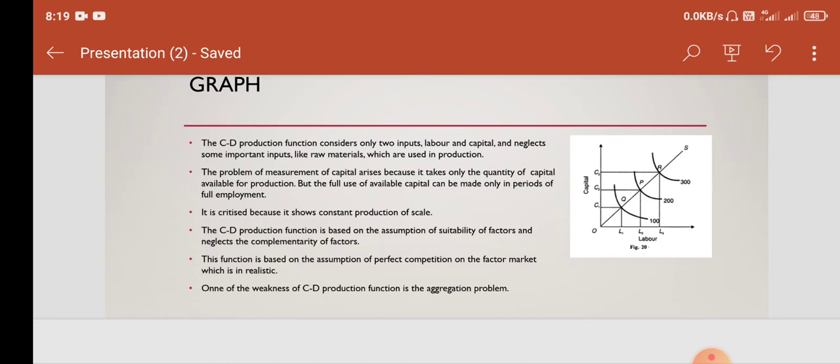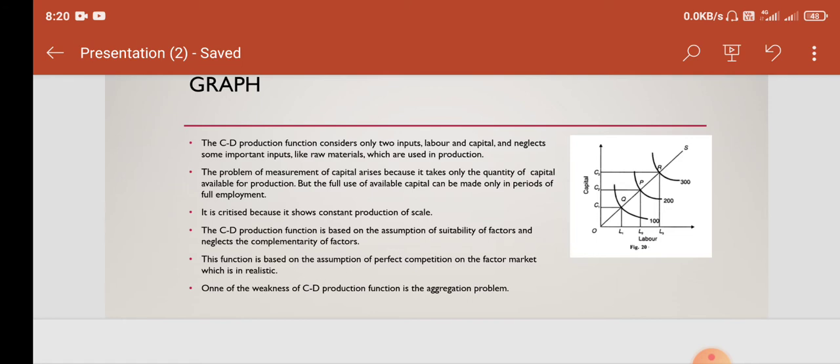1. The CD production function considers only two inputs, labor and capital, and neglects some important inputs like raw materials which are used in production. 2. The problem of measurement of capital arises because it takes only the quantity of capital available for production, but the full use of available capital can be made only in periods of full employment.